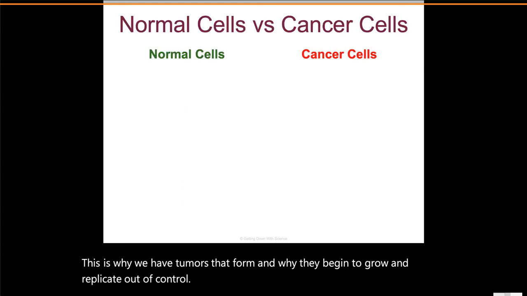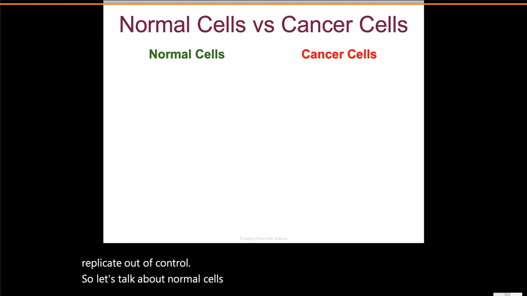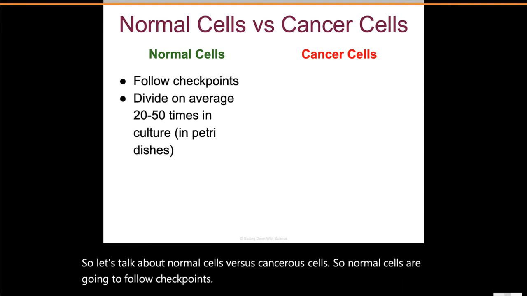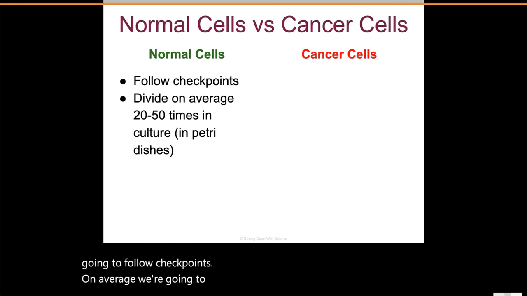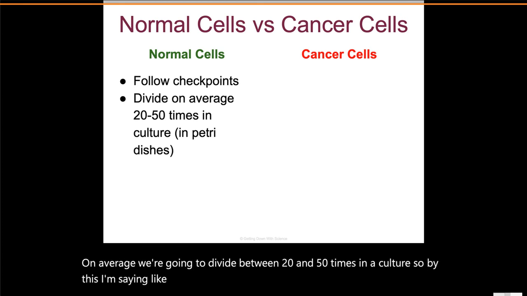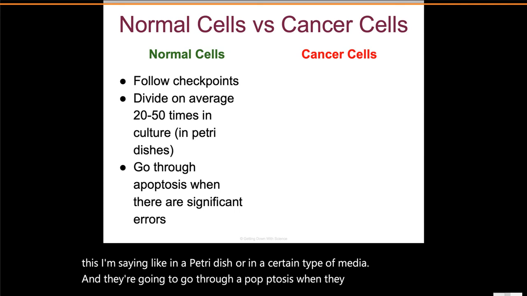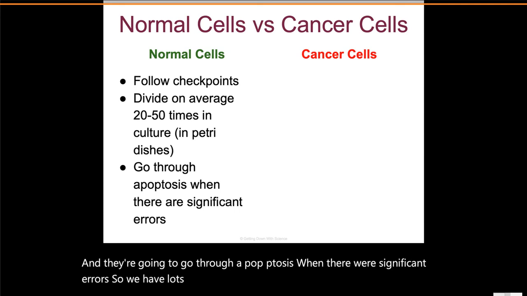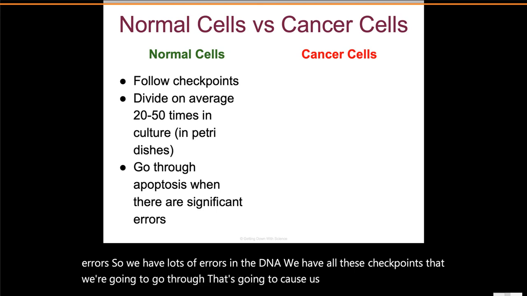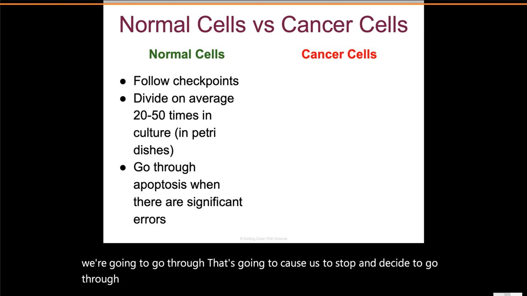So let's talk about normal cells versus cancerous cells. Normal cells are going to follow checkpoints. On average, they're going to divide between 20 and 50 times in a culture. By this, I'm saying like in a petri dish or in a certain type of media. And they're going to go through apoptosis when there are significant errors. So if we have lots of errors in the DNA, we have all of these checkpoints that we're going to go through that's going to cause us to stop and the cell to go through apoptosis if we have significant issues.